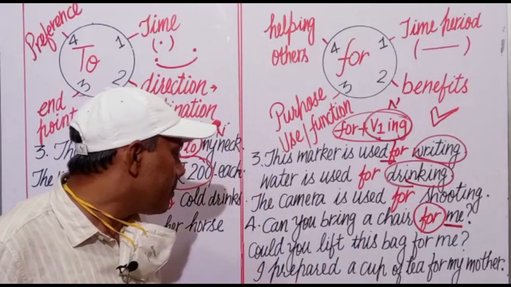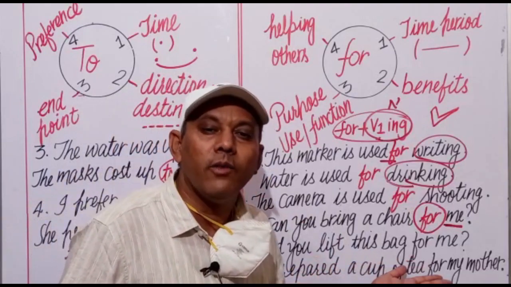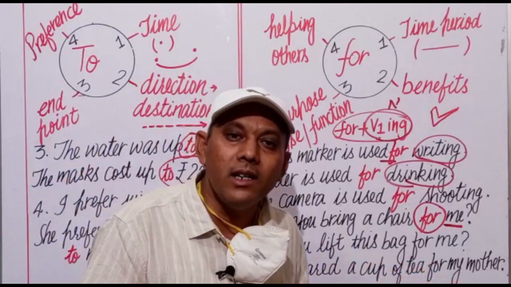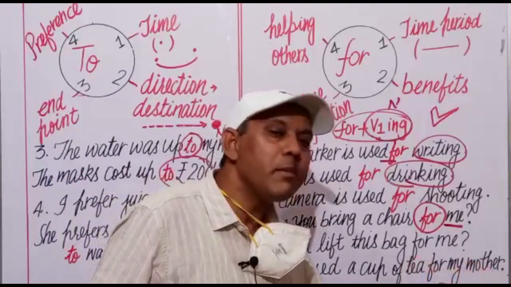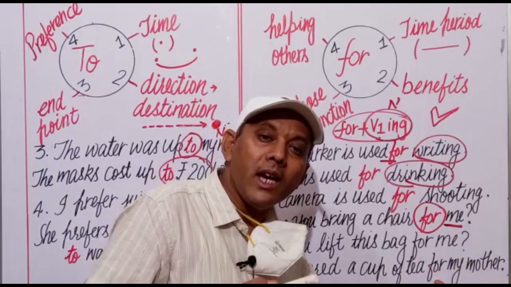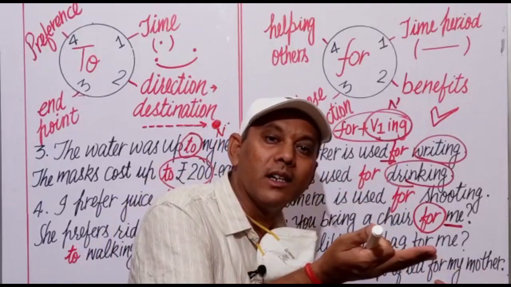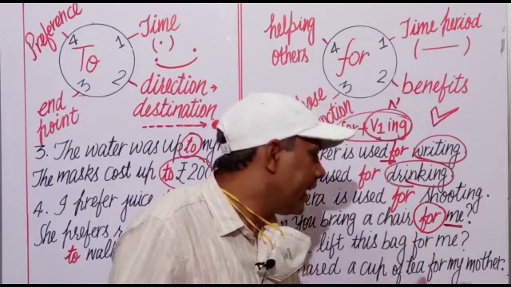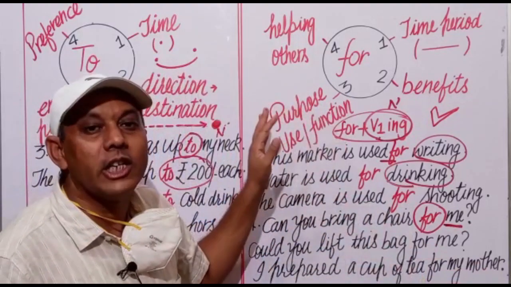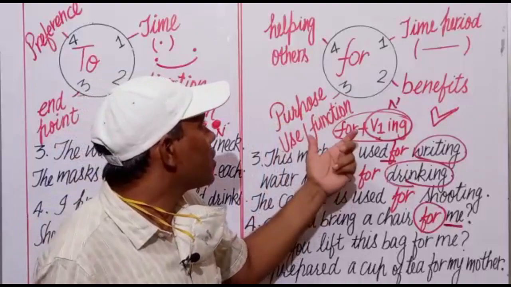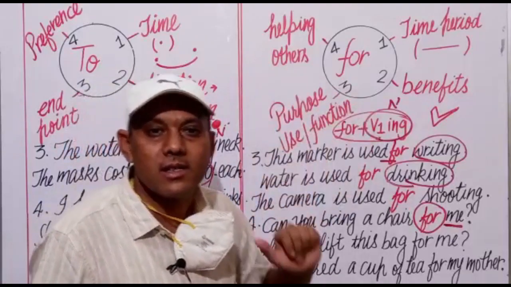Next is, I prepared a cup of tea for my mother. Means, I helped my mother. I prepared a cup of tea on behalf of my mother or for my mother. In this way, we use for in case of purpose, use, function and helping others.